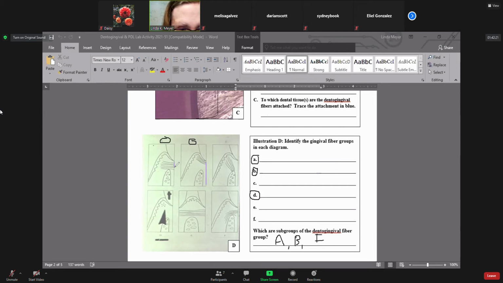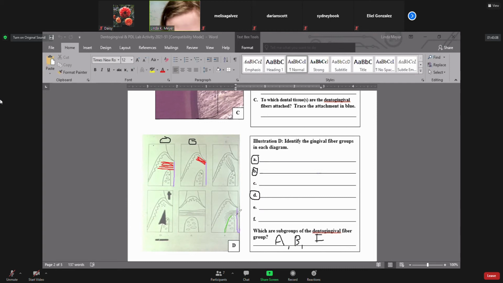So if I'm just drawing in the cementum of the tooth, all of them go from the cementum to the tooth. And so these go up into the dense reticular layer of the lamina propria of the free gingiva. These go to the dense reticular portion of the lamina propria of the attached gingiva.